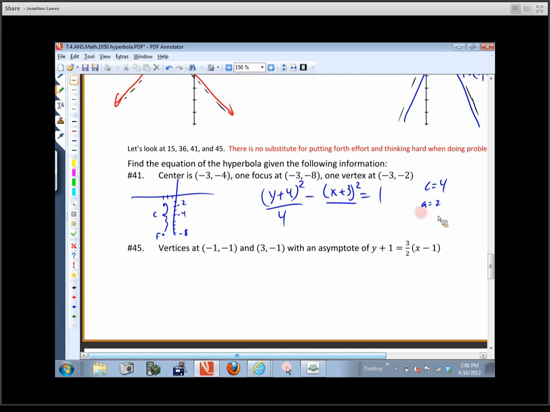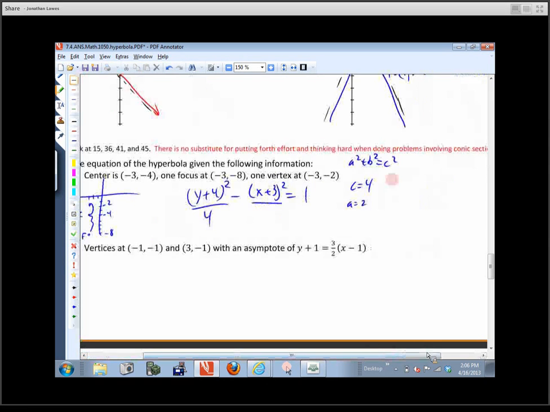And then how are a and c related? a squared plus b squared equals c squared, if you wanted to move that around and solve for what b was. Okay, so in this case, we've got 4 plus b squared equals c squared, so that would be 16. So what's b squared? b squared is going to be 12.